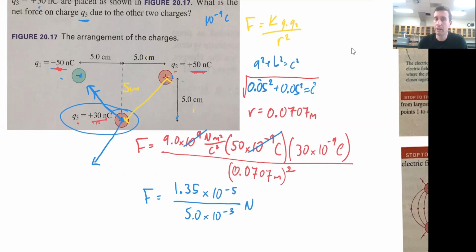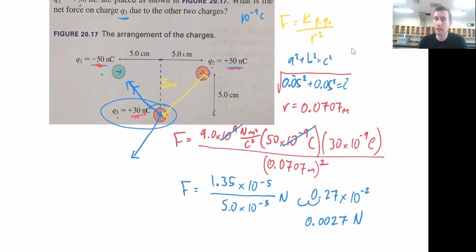Okay, so that's going to end up being 1.35 divided by 5, 0.27, 0.27 times 10 to the negative 2, which would be 0.0027 newtons. Okay, so that is the total force going off in these two directions, 0.0027 newtons going off there.